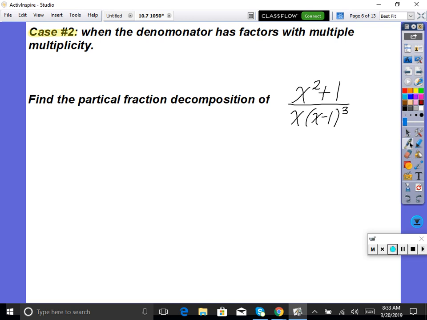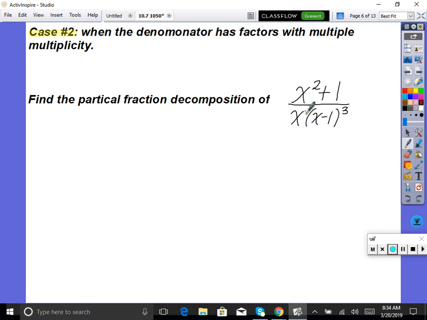So notice, this is case number 2, when we have denominators that have factors that are linear but have multiple multiplicities. Isn't this x minus 1 to the 3rd power? Multiplicity of 3. Linear but multiplicity of 3. So how we have to split this one up is as such.